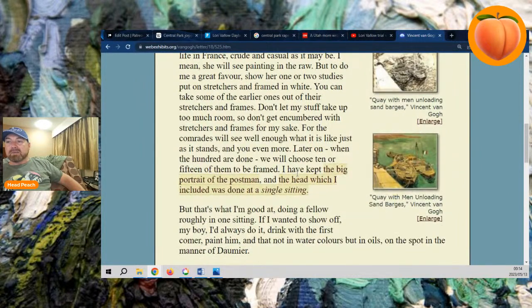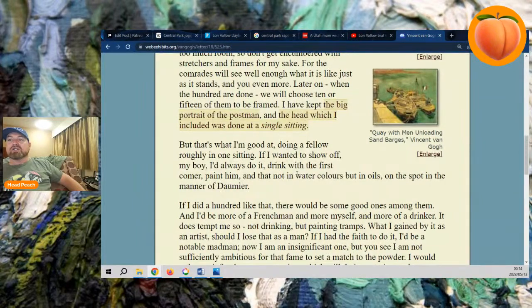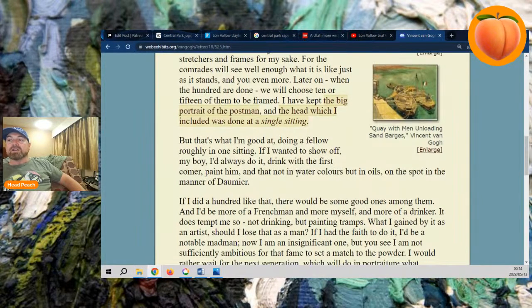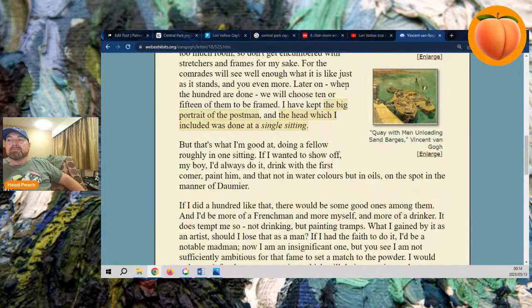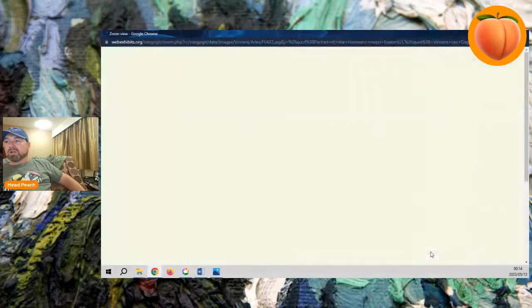"Don't let my stuff take up too much room, so don't get encumbered with the stretchers and frames for my sake. For the comrades, we will see well enough what it is like just as it stands, and you even more. Later on, when the 100 are done," you may remember he's talking about painting 100 pictures. Remember, my goal was to write 100 books, right? "We will choose 10 or 15 of them to be framed. I've kept the big portrait of the postman, and the head, which included, was done at a single sitting." So he's quite happy with this picture.